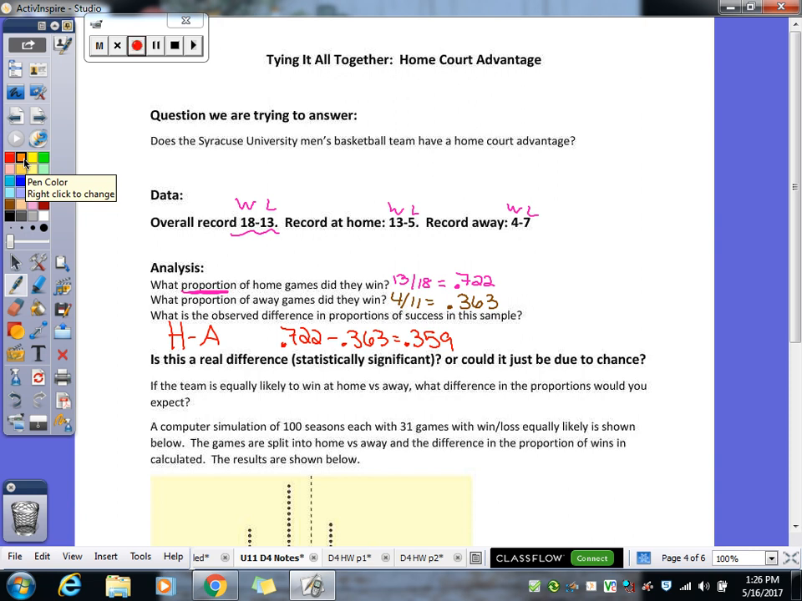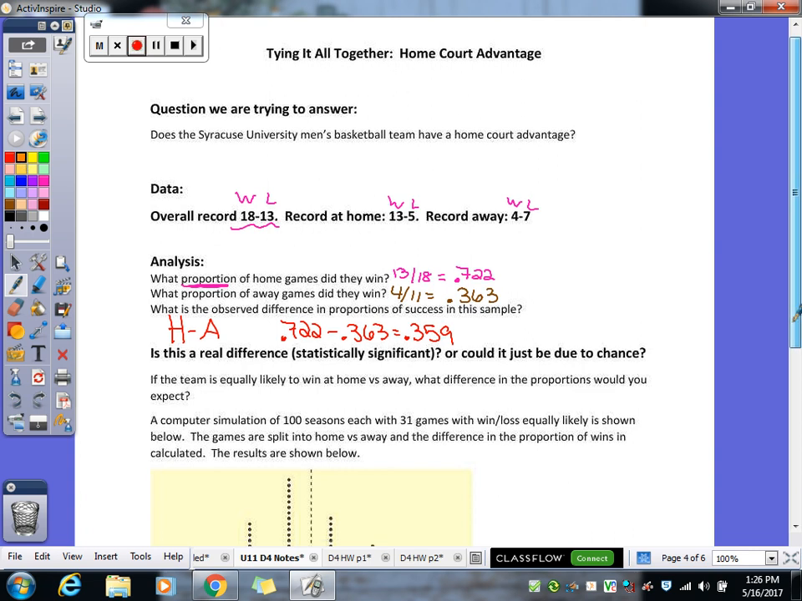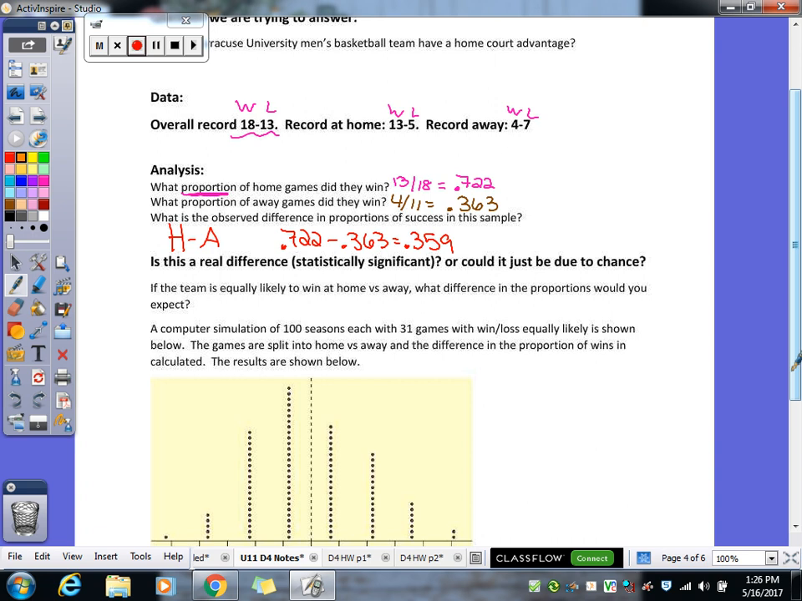So if the team is equally likely to win at home versus away, what difference in the proportions would you expect to see? So if they're as equally as likely to win at home as they are away, should there really be any difference in their scores? No, they should win just as many at home as they do away. So I would expect to see none.